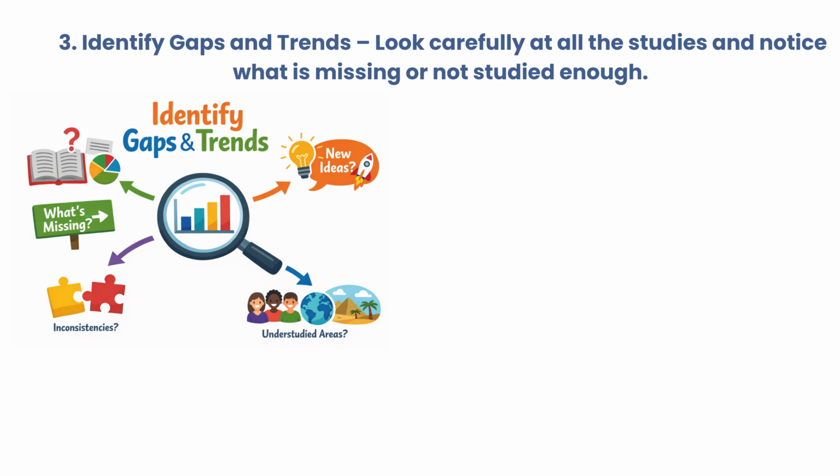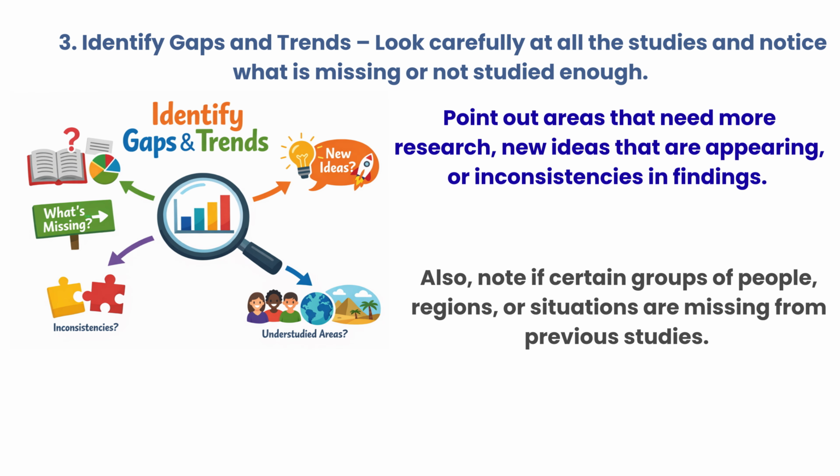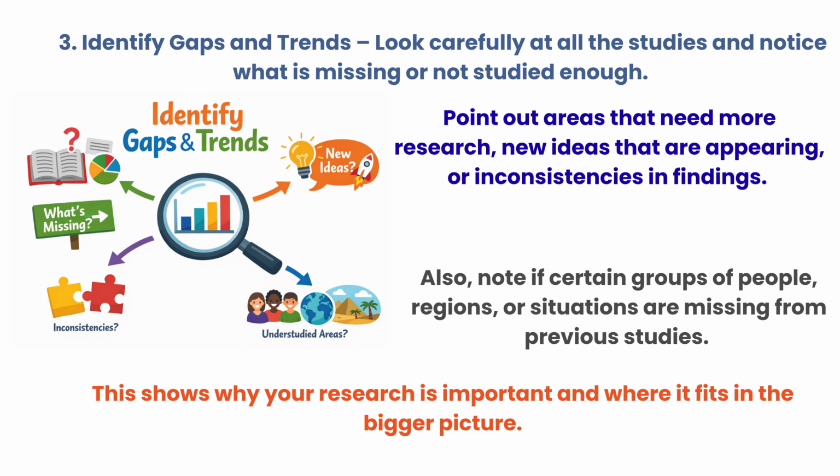3. Identify gaps and trends. Look carefully at all the studies and notice what is missing or not studied enough. Point out areas that need more research, new ideas that are appearing, or inconsistencies in findings. Also, note if certain groups of people, regions, or situations are missing from previous studies. This shows why your research is important and where it fits in the bigger picture.